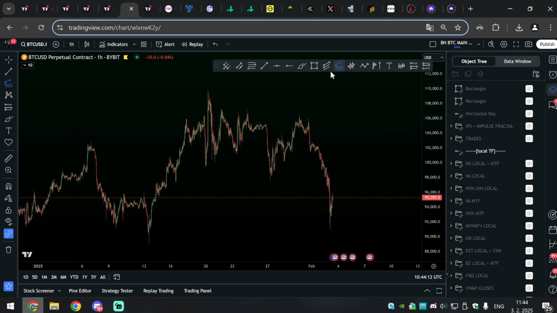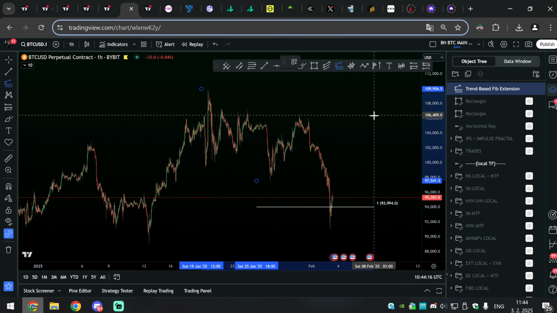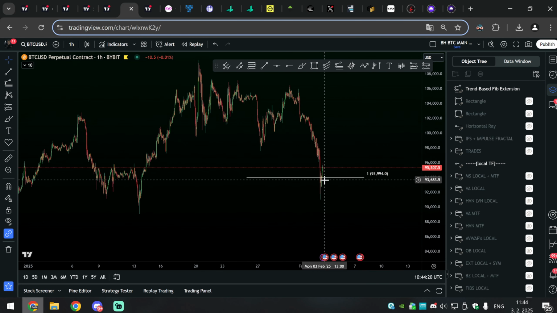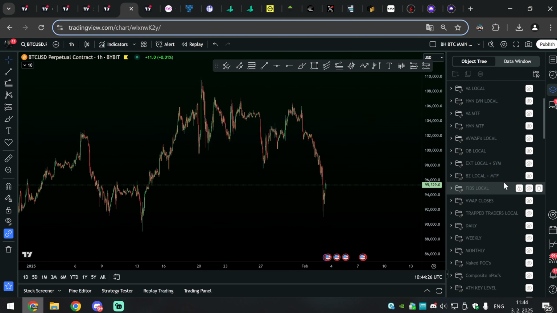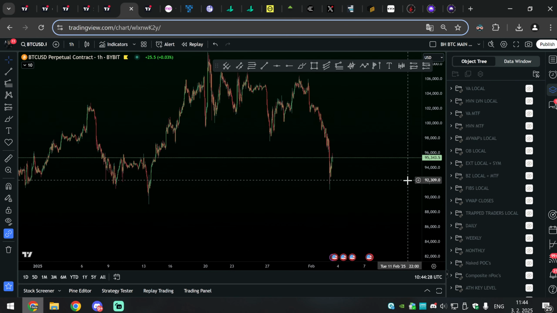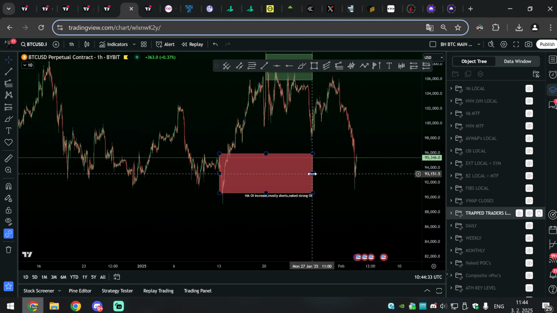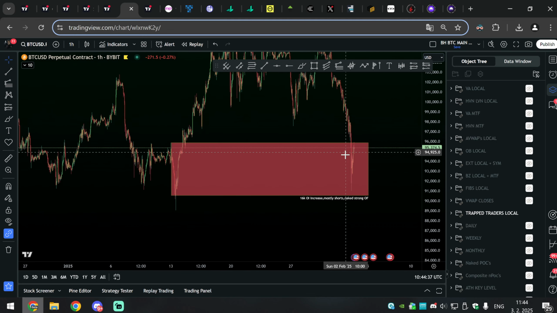I think we've got the extension target met as well to the downside. High, low, high. Yes, 1-to-1 extension, 93k. Very beautiful. Here we are. And this is also helping our bounce.